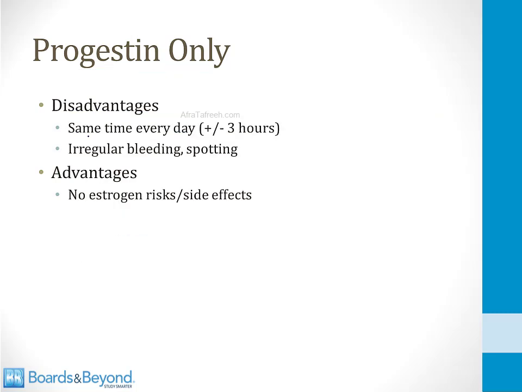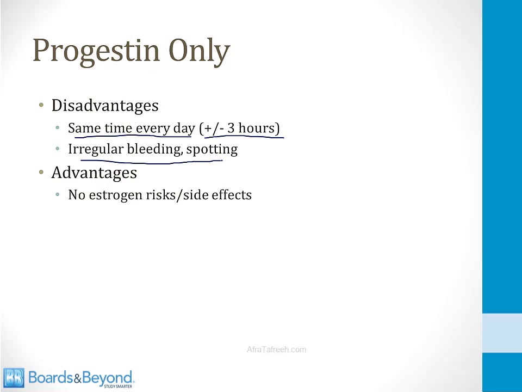One of the main disadvantages of progestin-only birth control pills is that they have to be taken at the same time every day. Now, this is true for all birth control pills, but it's especially true for the progestin-only pills. If you are off by more than 3 hours, you can become pregnant and you have to use an alternative form of birth control. In addition, women taking progestin-only birth control pills often have irregular bleeding and spotting. This can occur with any birth control pills, but it occurs commonly with the progestin-only pills.